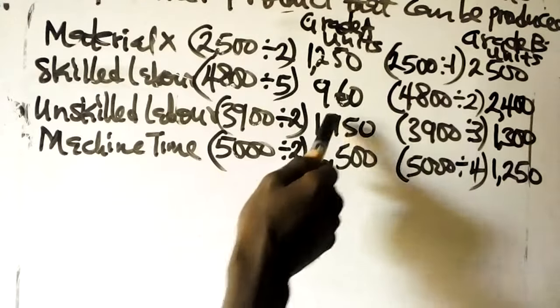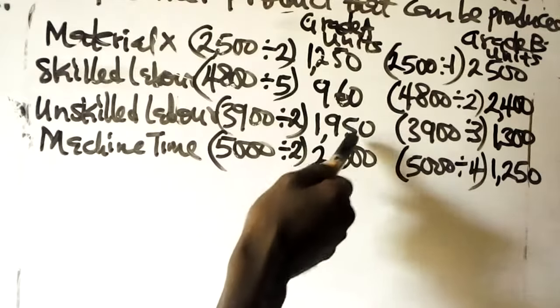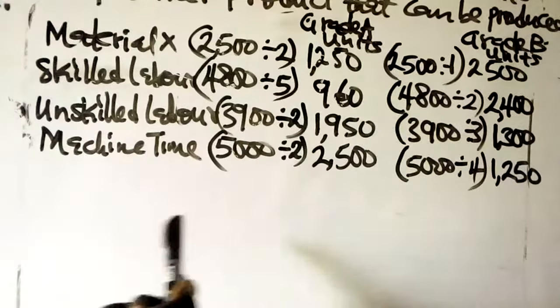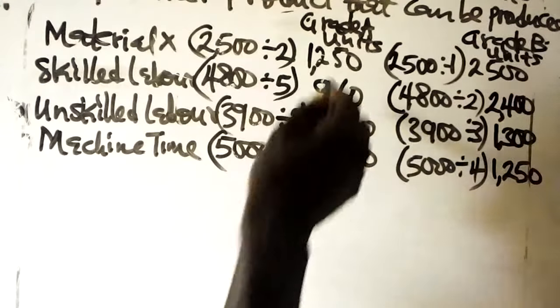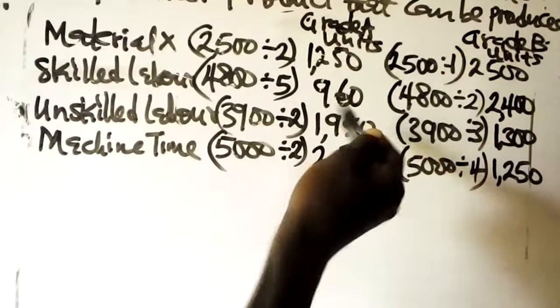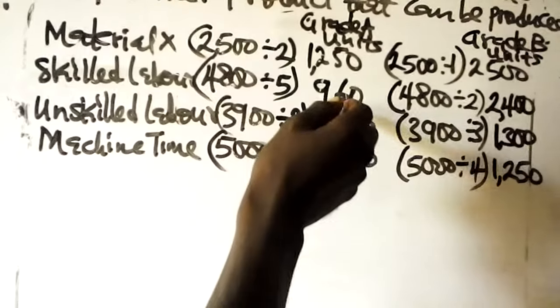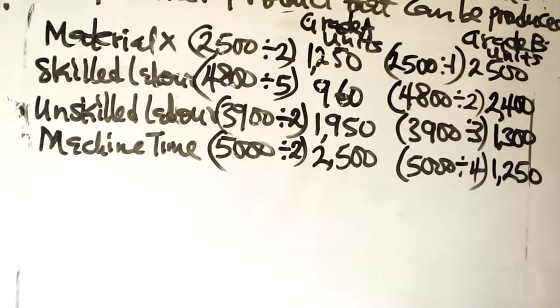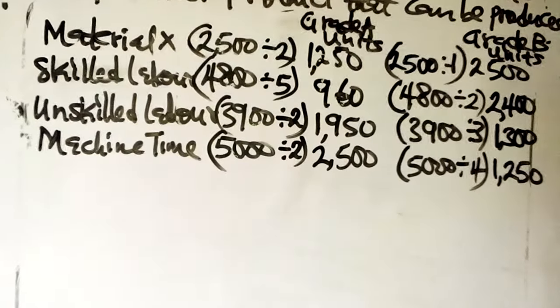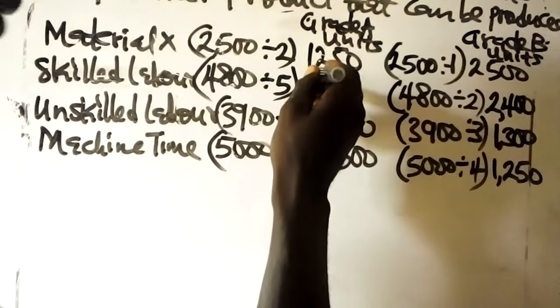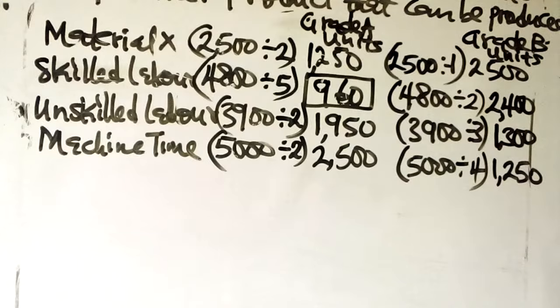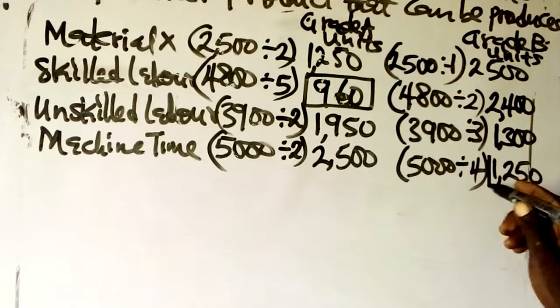Unskilled labor can produce 1,950. There is sufficient unskilled labor compared to skilled, but the same skilled labor will be required. That means skilled labor can only produce 960, even though you have enough unskilled labor. That means there will not be enough skilled labor to produce the same product. For machine time, the machine time can produce 2,500. You have sufficient machine time, but not enough skilled labor. That means the maximum you can produce now is the minimum, which is 960. And the minimum here is 1,250.